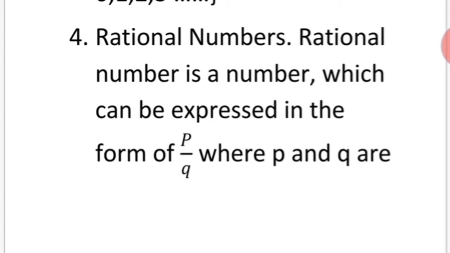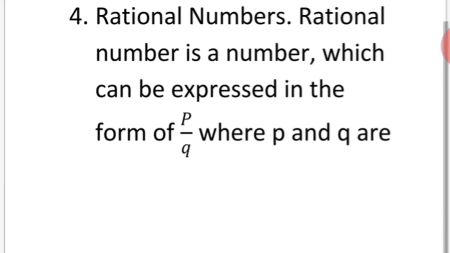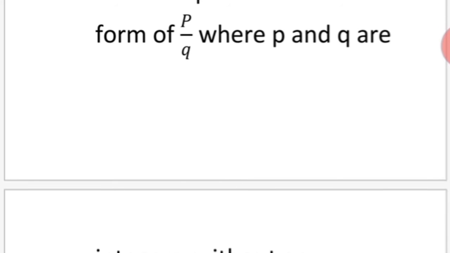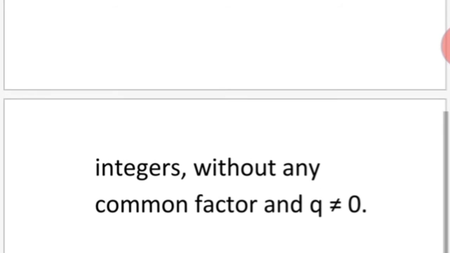The fourth one is rational numbers. What are rational numbers? A rational number is a number which can be expressed in the form of P by Q. Which form? The fractional form. Where P and Q are integers, without any common factor.